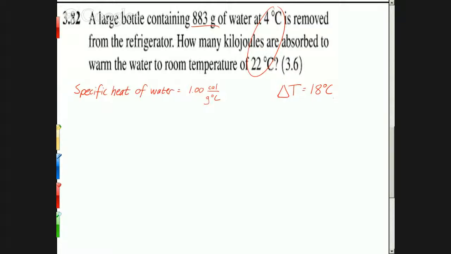All right, so if we're changing the temperature by 18 degrees, and rather than 1 gram, we've got 883 grams, that means that the total heat is 883 grams times 18 degrees C. And then we actually have to multiply this by the specific heat. So you've got the mass here, you've got the change in temperature here, and then the last term is the specific heat. So in this case, that's 1.